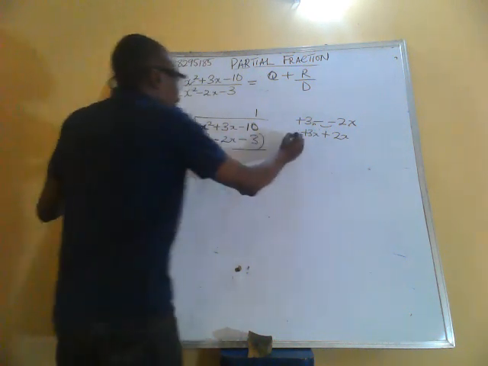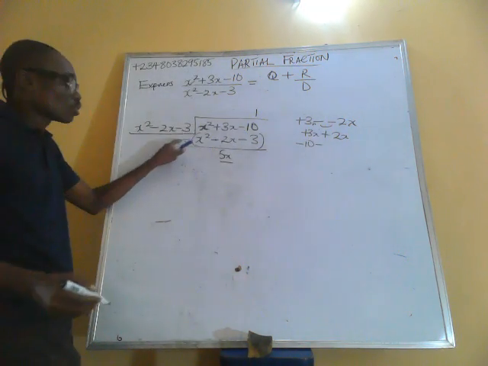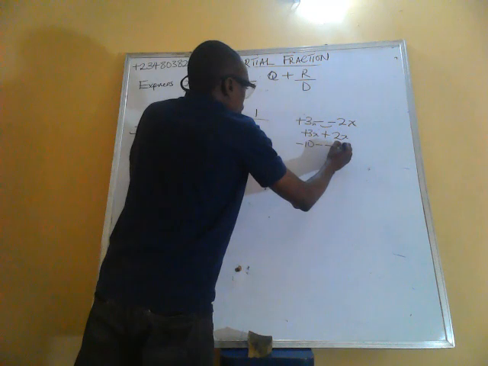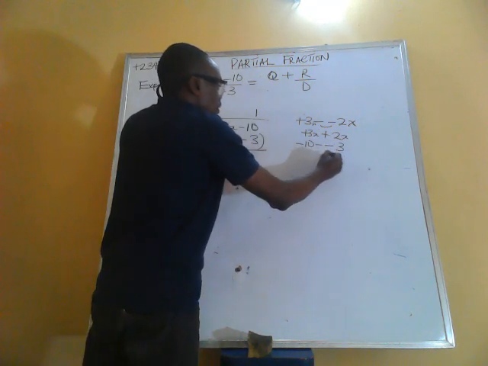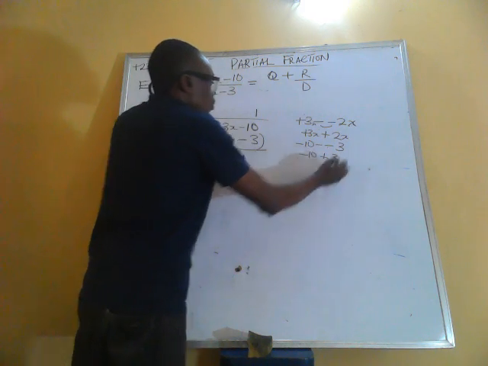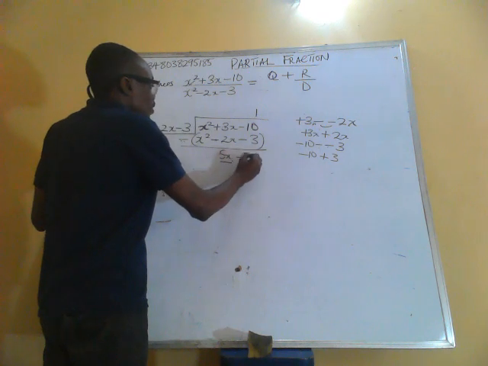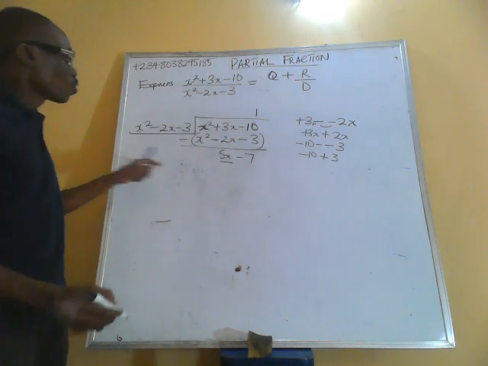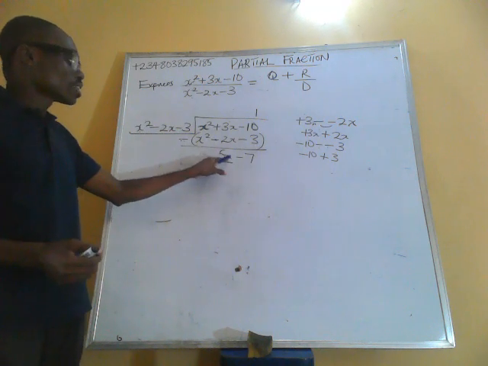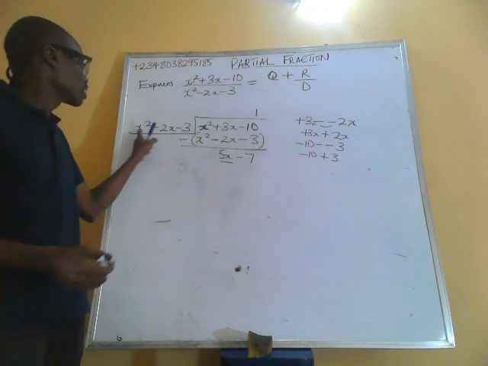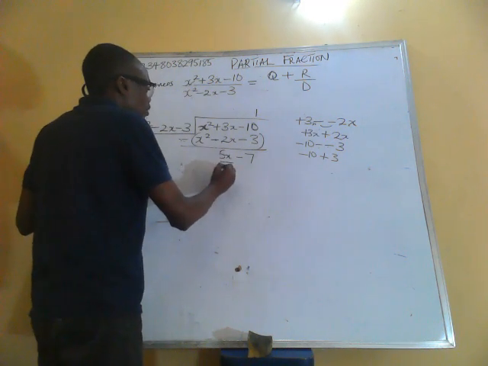The other one, we have minus 10 minus minus 3. Minus times minus is a plus. So you have minus 10 plus 3, which will give you minus 7. So you have minus 7 over here. We can't go any further anymore, because the coefficient there is 1, while the coefficient there is raised to power 2. So this is our remainder r.